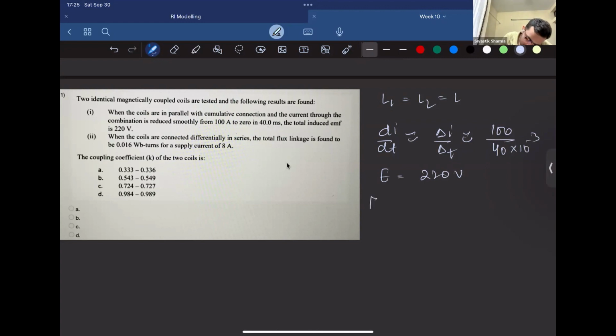So it's saying that we know E is L delta I by delta t, right? So L, this is the parallel combination, can be written as E delta t upon delta I.